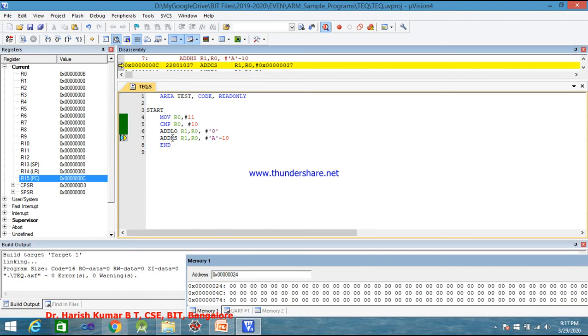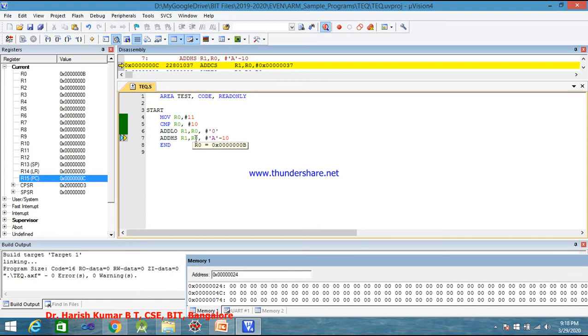Now add higher or same. Now R1 is B. Is it higher than 10? Yes, it is higher than 10. Now ASCII value of A is 65. 65 hexadecimal equivalent is 41. 41 minus 10 is 31. 31 plus B it is. B is nothing but 12.